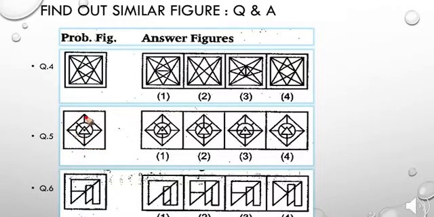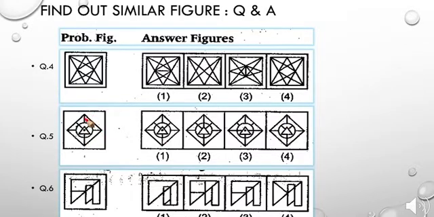In the next question, there is a problem figure given. It is a four-sided design. Let's check whether all the options given have a similar outer design. In the first option the outer design is the same, in the second option the outer design is the same, in the third option the outer design is the same, and similarly in the fourth the outer design is the same. So we can't make any differentiation.